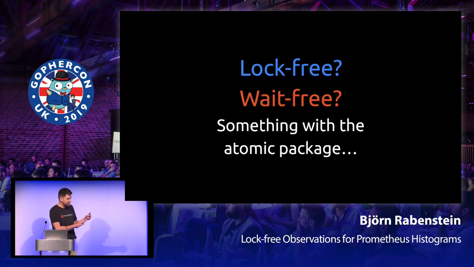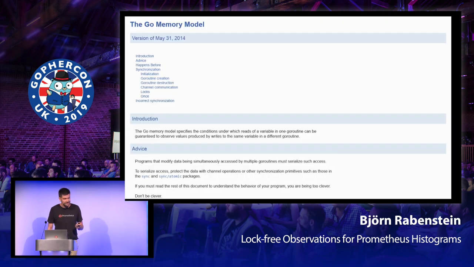I will not dive into the exact terminology here. For us, something with the atomic package, that's lock-free. We tried it already, but we notice that if we atomically do three things that are atomic each, but not atomic as a whole, we still have a data race.